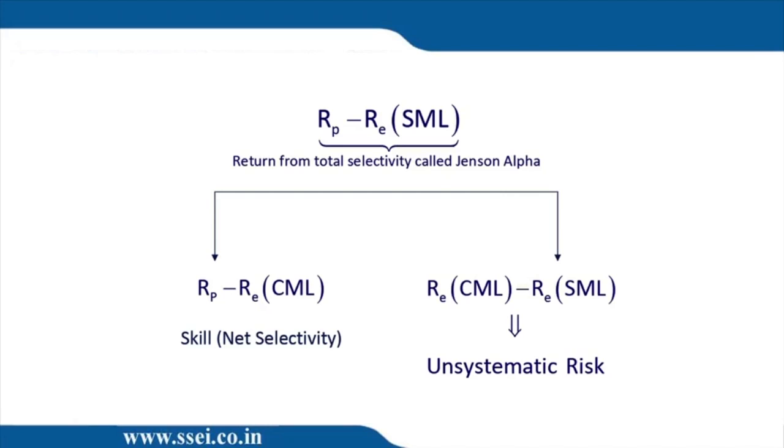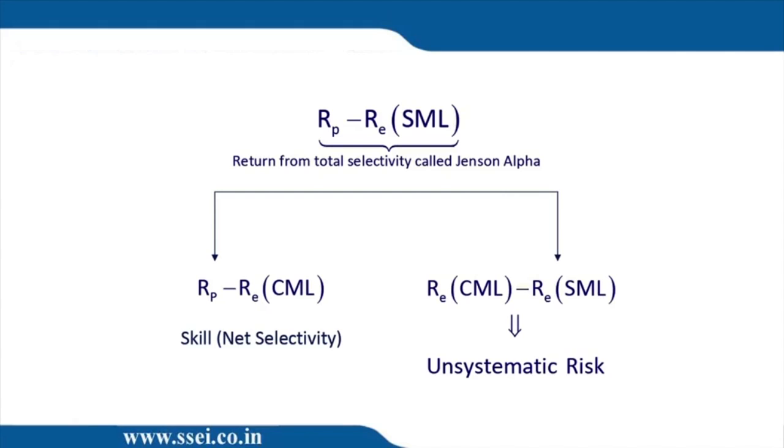Now this is the return he should have earned because of unsystematic risk. Okay, return from unsystematic risk. So Jensen's alpha is split into two parts. The left part is called skill or net selectivity. And the right side part is called return due to inadequate diversification or unsystematic risk. Okay, so this is the knowledge.